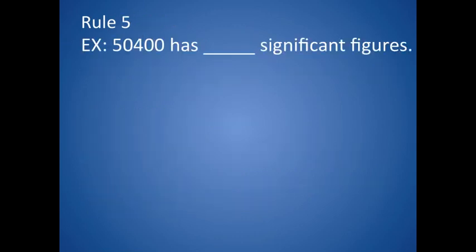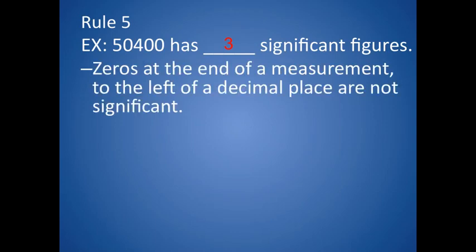Moving on. Rule number 5. Okay, here's a number. How many significant figures would that have? In fact, this has 3 significant figures. This is kind of similar to rule number 3 in that these zeros can be dealt with scientific notation. So, zeros at the end of a measurement that are to the left of the decimal, so we would have a decimal place here, are not significant. So these 2 here are not significant. So in this measurement, it's 1, 2, 3. These are all considered significant figures. These 2 zeros at the end are not.